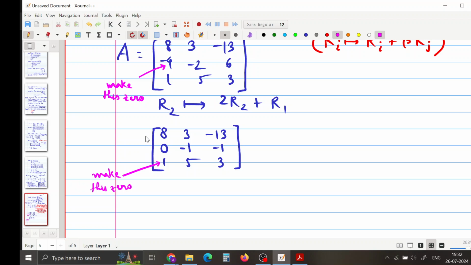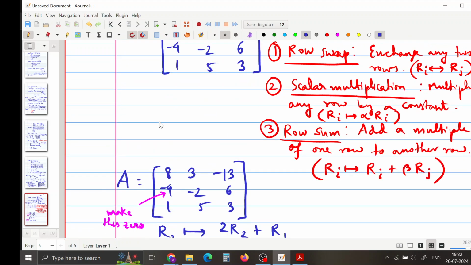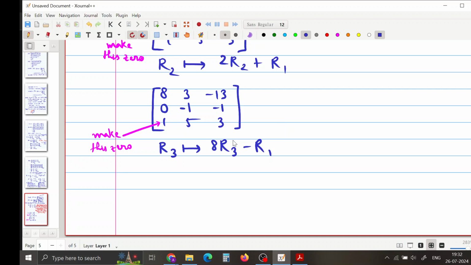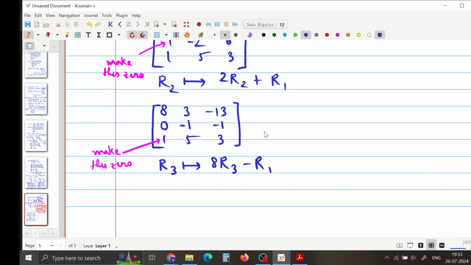So for that, similarly, what can be a suitable row operation? As we did before, we can now do R3 changes to 8 times R3 minus R1. You see I am combining row sum and scalar multiplication together in one step, which I'm doing here for quick operation, but it's not encouraged. You can maybe do first R3 changes to 8 times R3, then do the subtraction in the next row operation, but you'll end up with the same result.